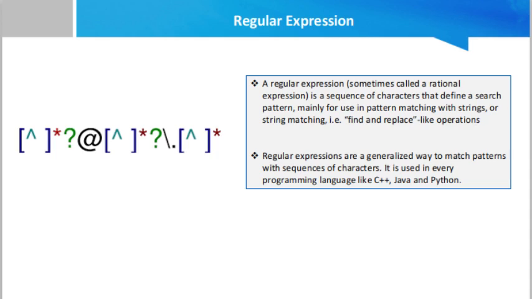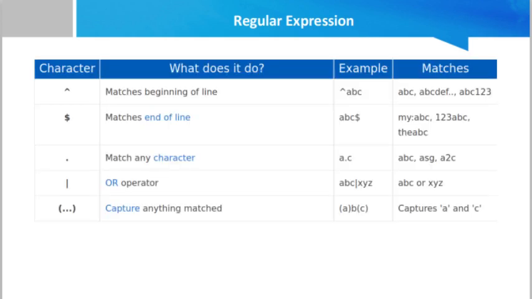Now if we talk about the main concepts or main patterns, like this ^ character basically matches the beginning of a line, okay, and this dollar character basically defines the end of a line, okay. Dot means match any character. This pipe sign means the or character. If you write open bracket dot, dot, and then close the bracket, that means capture anything matched.